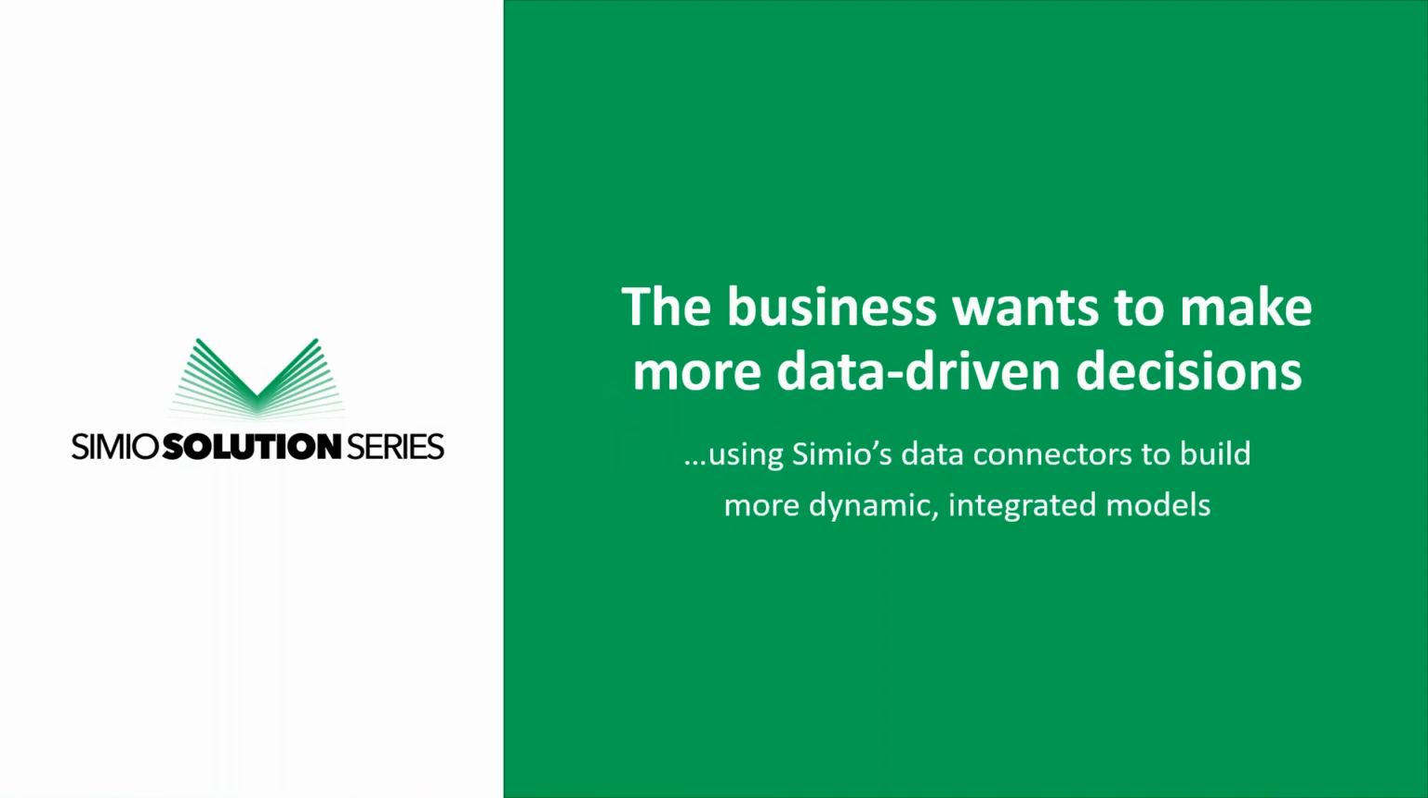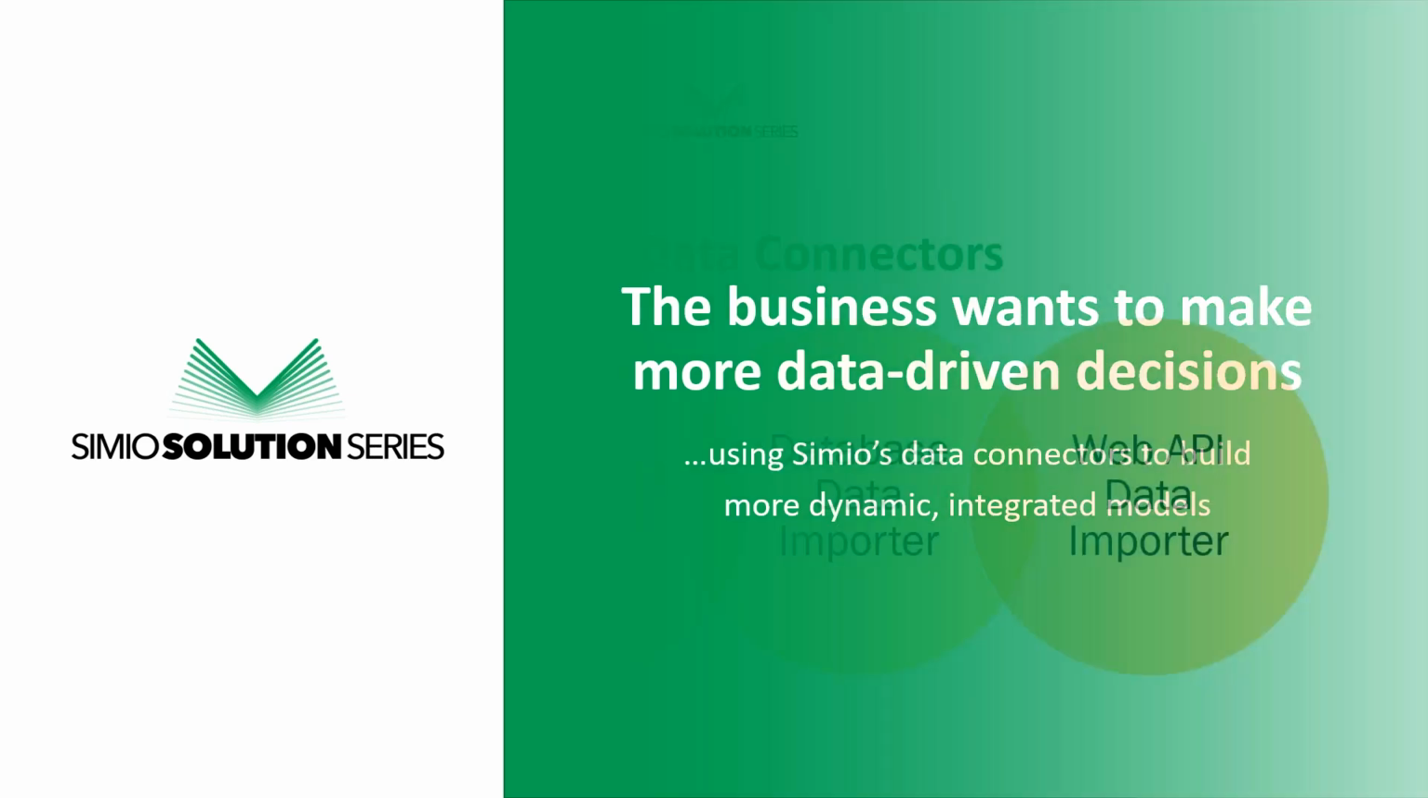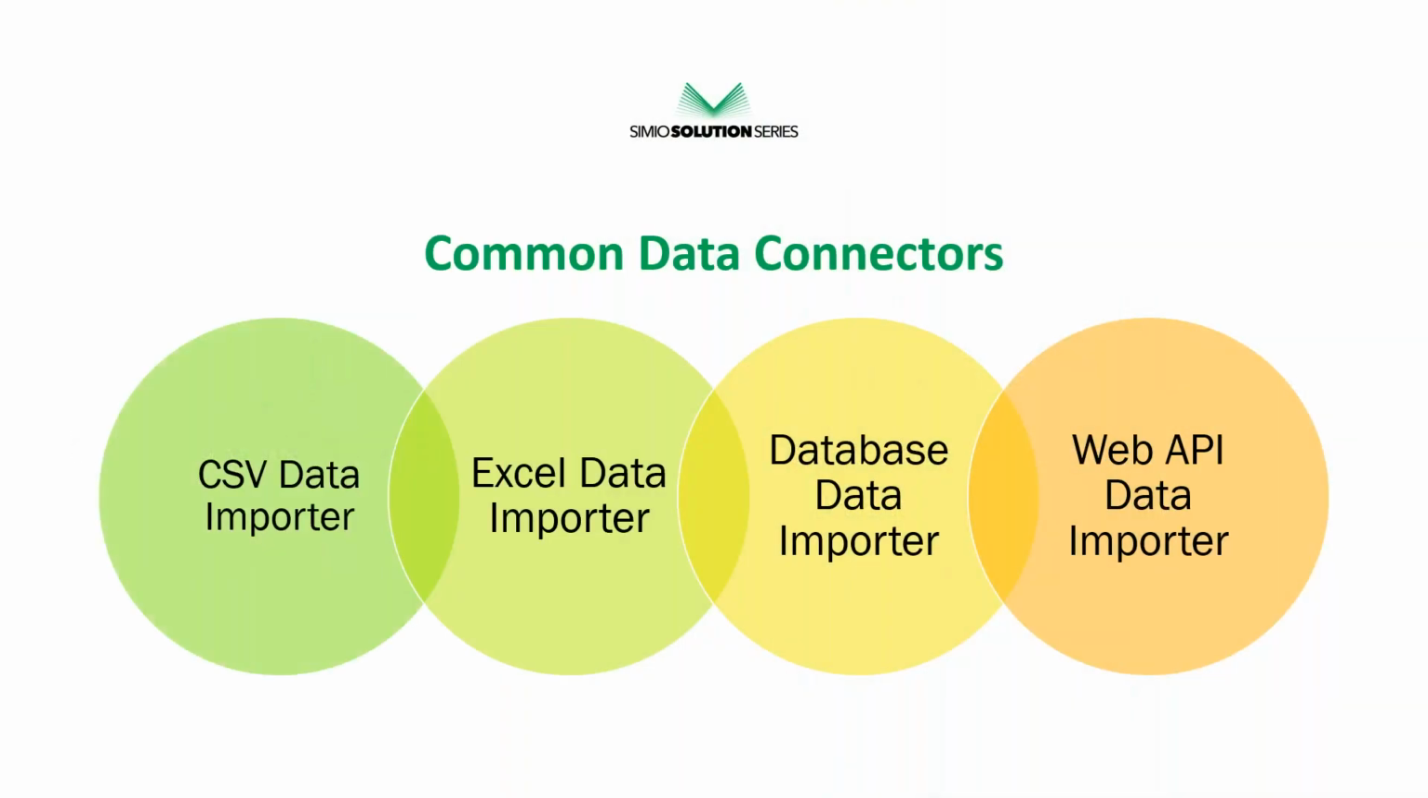So I always like to start with a motivating prompt. The business wants to make more data-driven decisions using Simio's data connectors to build more dynamic integrated models. So what is a data connector? In simple terms, it's a bridge to a data source for importing data to the model or exporting to a particular location. So maybe typically we're incorporating some type of process or enterprise data. I'll give a lot of examples as we go throughout that may live in flat files, may live in a database, may live on some cloud system. And we're integrating process data to help build the model.